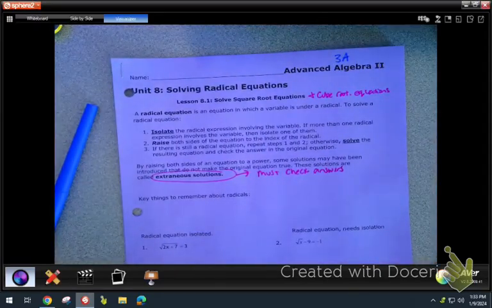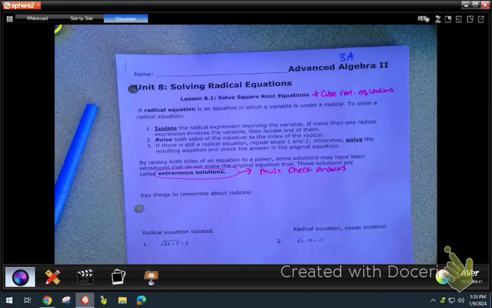So we must check answers. And I know y'all love doing that. It's really important in this. So be careful with that.